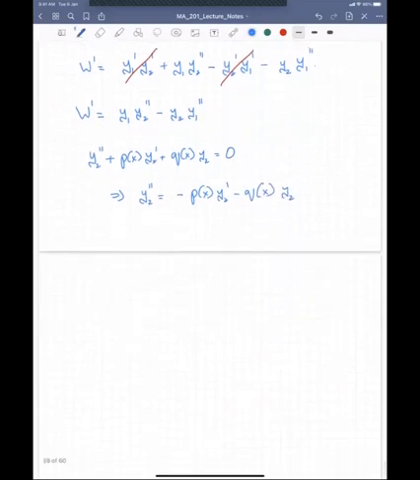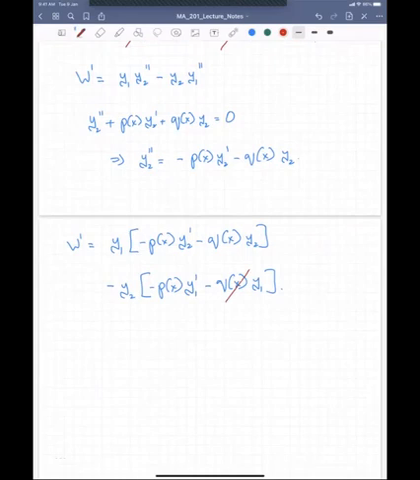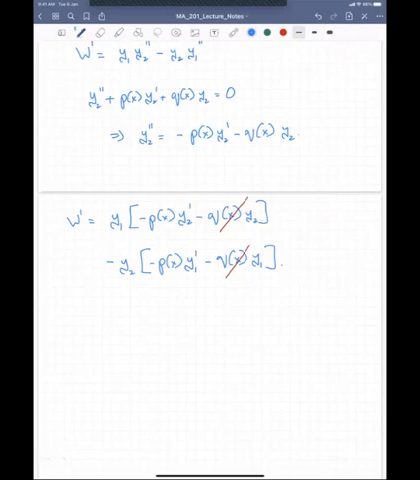So substitute this, W prime equals, and so far it seems bizarre because everything still depends on y2 prime and y1 prime, but things will clean up very fast, as you will see. So y1 times y2 double prime is minus p of x y2 prime minus q of x y2, minus y2 times, similarly, y1 double prime, which would be minus p of x y1 prime minus q of x y1. Okay. And here's the point. This and this would neatly cancel, as you can easily verify. There is a minus q of x y1 y2 in the first term and a plus q of x y2 y1 in the second term.